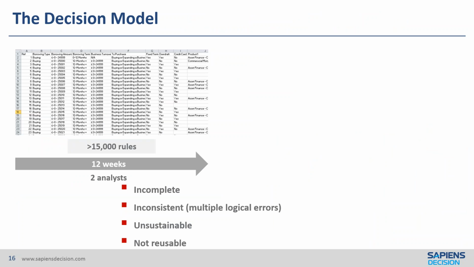So you're going to get more productivity because you have an automated tool. But let me explain to you how it works. The initial project prior to decision modeling using a business rules approach involved 2 analysts for 12 weeks to review 15,000 rules. And then they gave up. The result of what they had was incomplete, inconsistent, unsuitable, and not reusable.